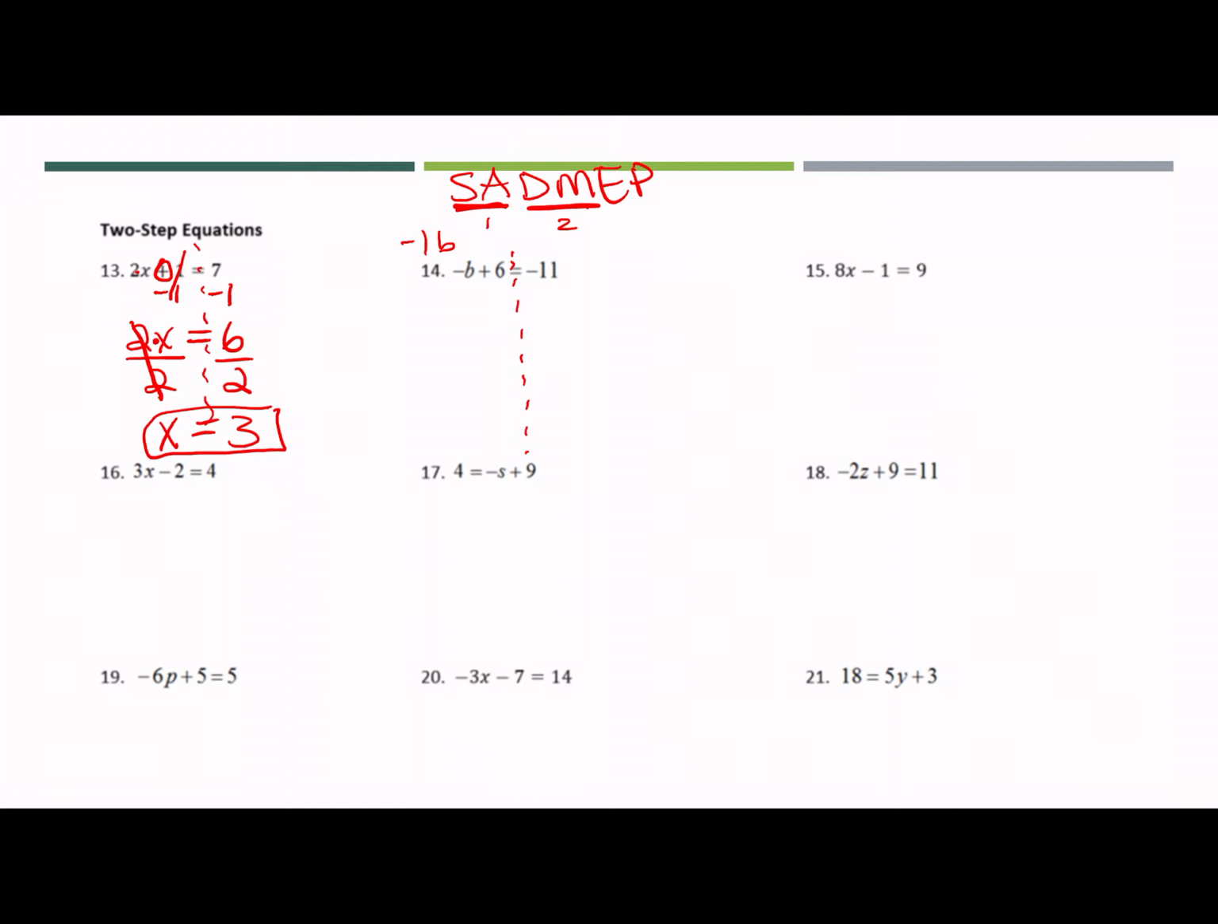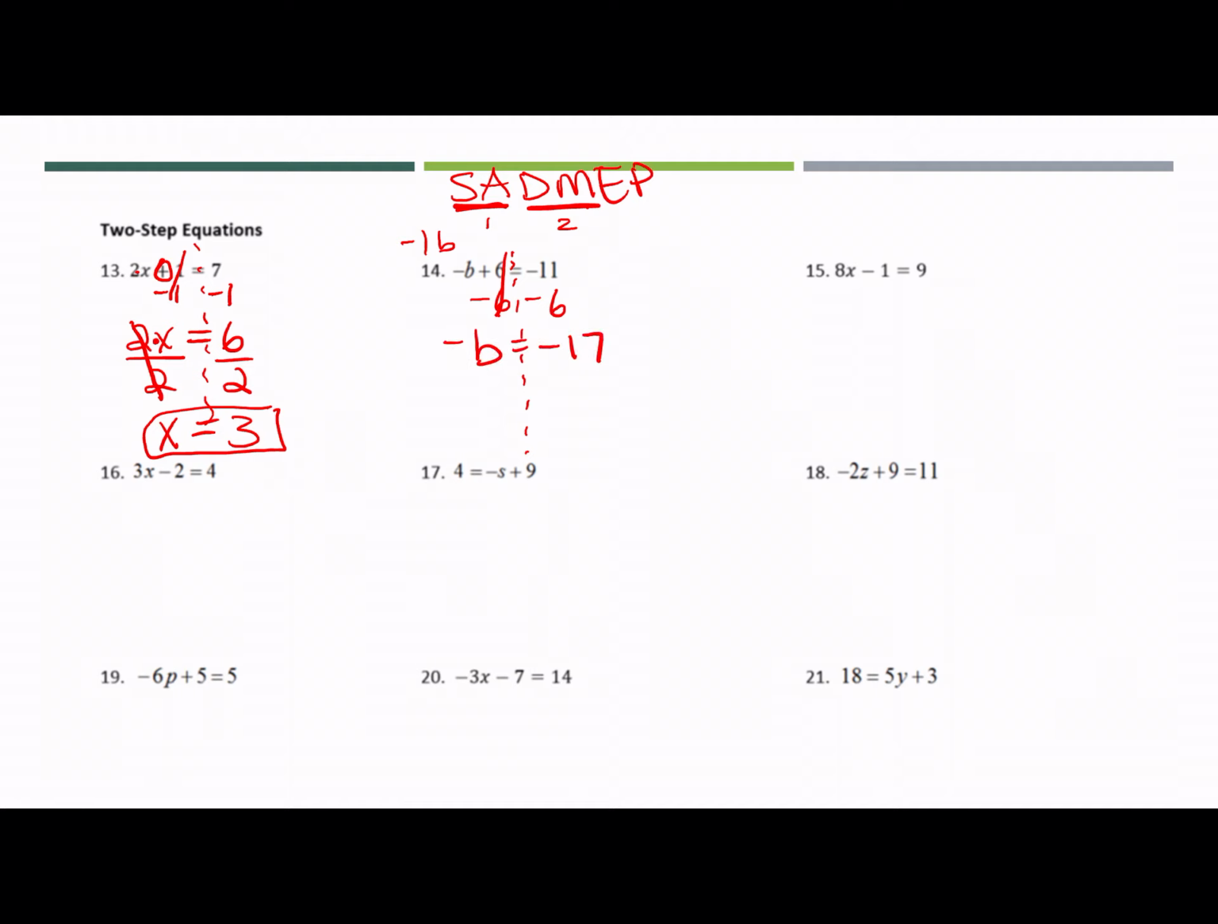So again, I need to get rid of my subtractions or additions first. I need to get rid of that 6. So I'm going to subtract 6 because inverse operations, right? 6 minus 6 is 0. They cancel out. So I just have negative b is equal to negative 17.